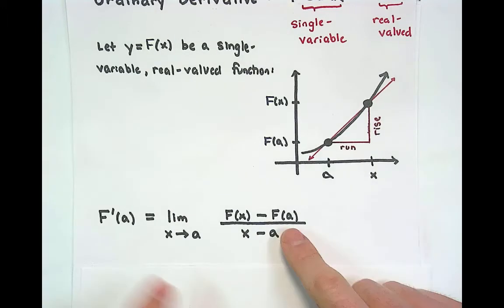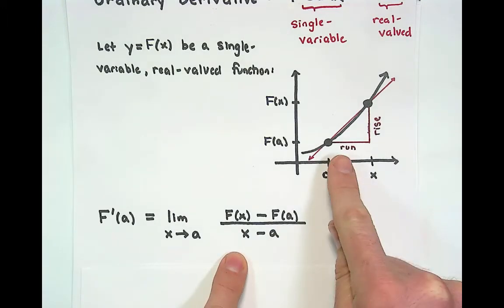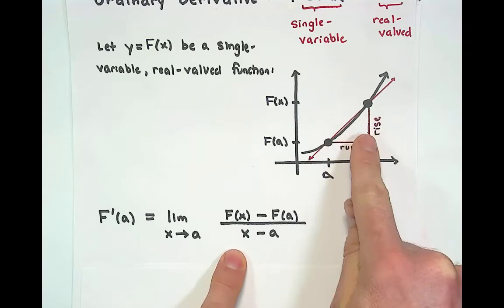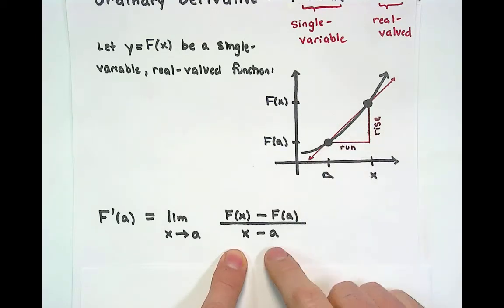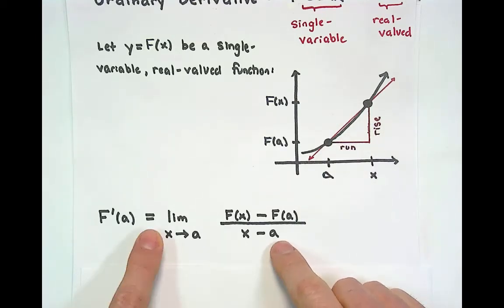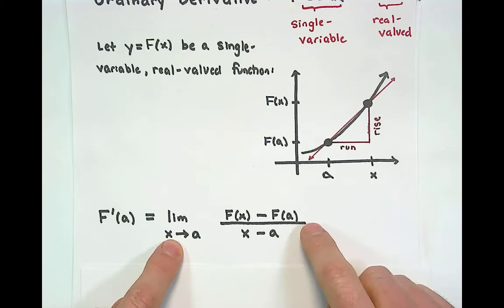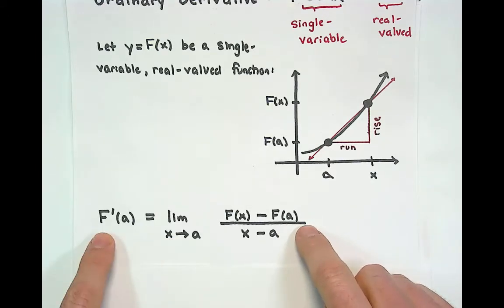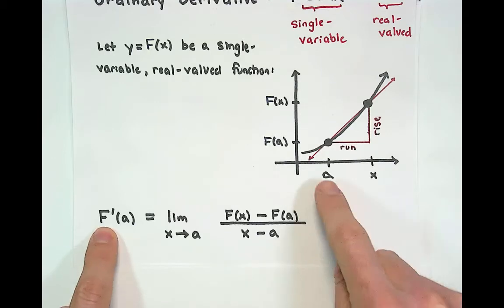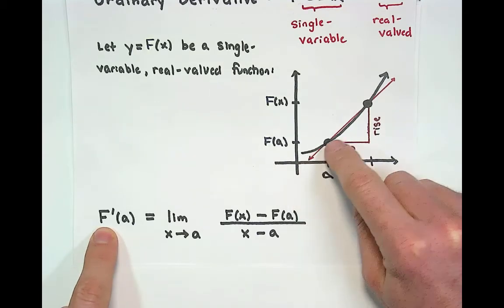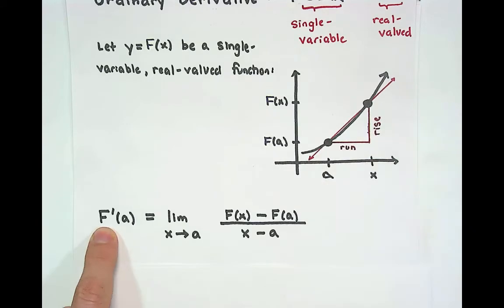Well, here is the slope of that secant line, rise, f(x) minus f(a), divided by run, x minus a. And then here we've done some mathematics to transform the secant line into a tangent line, and we've measured the limit of that slope, and we call that the derivative of f at a, and that would be the slope of the tangent line running through this point.